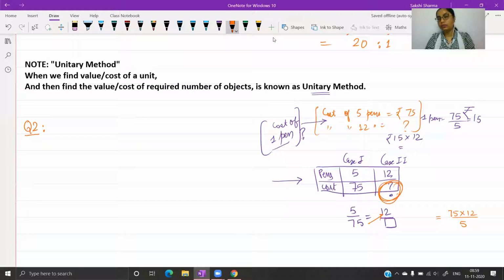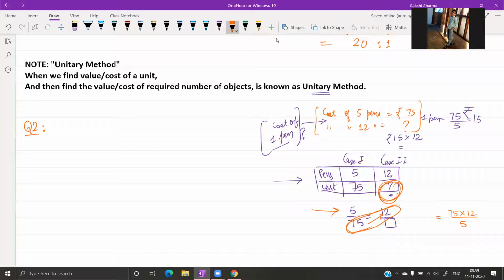And to solve this, you cross multiply. These two will be multiplied and the answer will be divided by 5. And then you obtain your answer. So 75 multiplied by 12, the answer will be divided by 5. When you solve it, yes, Achyut.